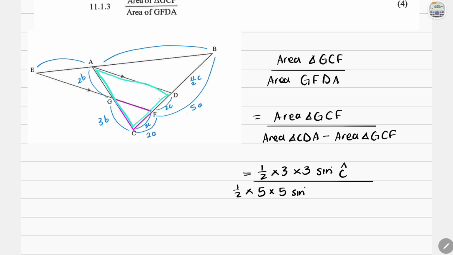And then sine angle C. That is also the common angle there. And then minus, we have the area of triangle GCF. So GCF is this one on top. We can just rewrite it. That is a half multiplied by 3 times 3 sine of angle C.